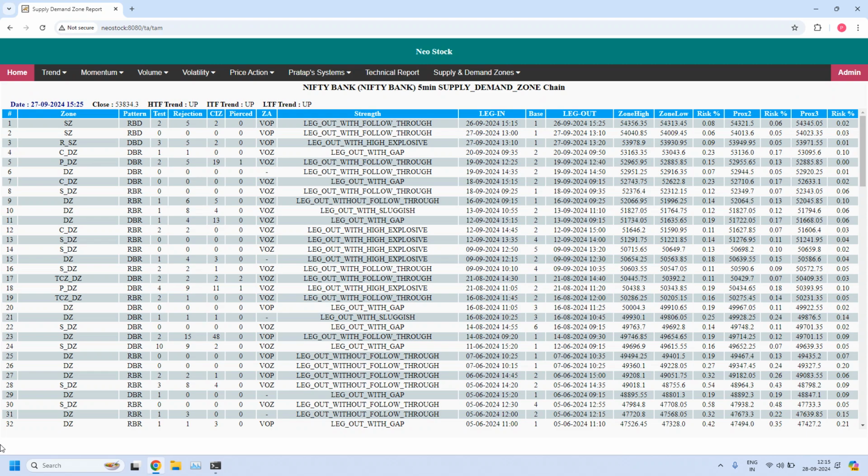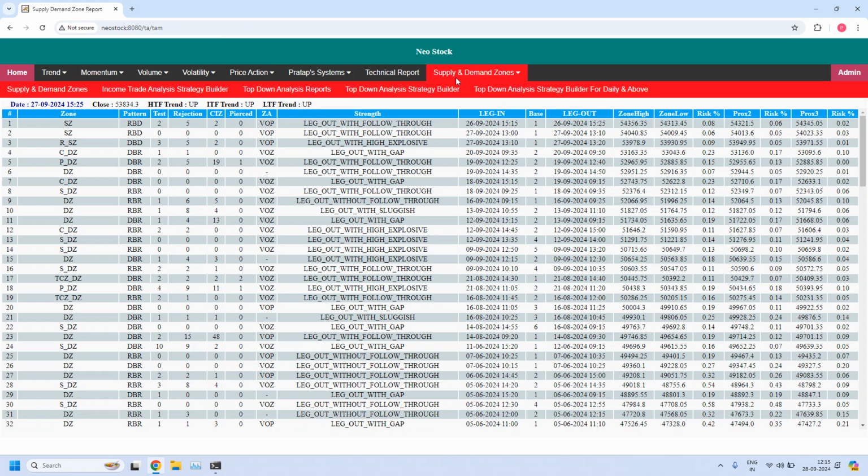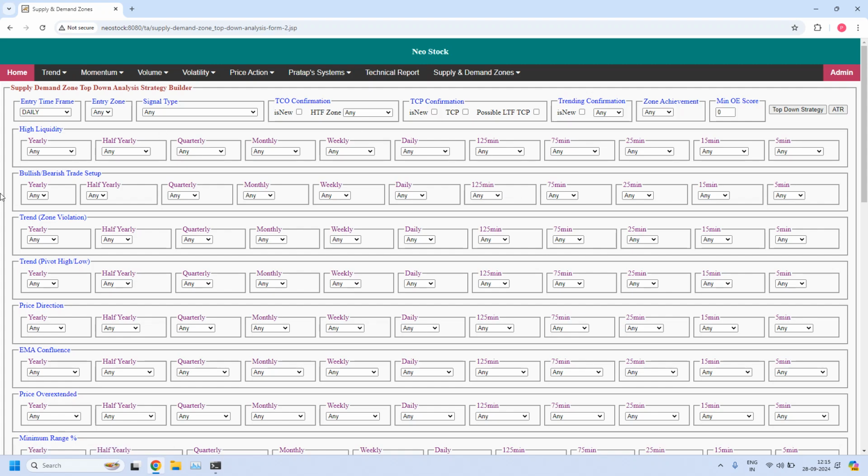Okay, with this we have completed both Nifty and BANKNIFTY supply demand zone chains. The next set of reports are about bullish and bearish trade setups for monthly, weekly, daily and hourly income trades. So first let us generate a bullish trade setup for monthly income trade. Entry time frame is daily. Entry zone should be demand zone.